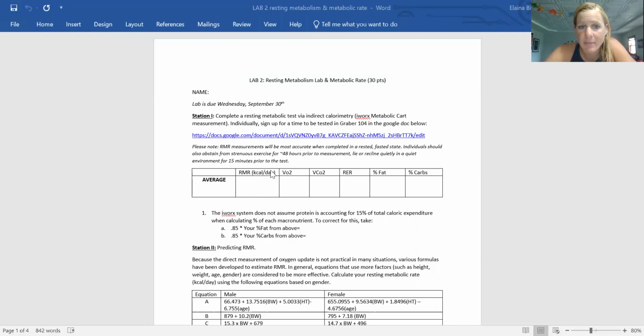So again, ideally, you haven't done any strenuous exercise. You would lie down on one of those AT tables in there and relax for 10 minutes or so while the lab assistant gets everything calibrated. And that'll make sure that you're completely rested when you do that particular test.